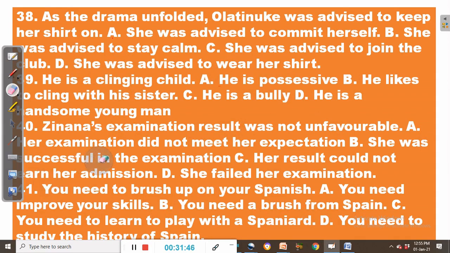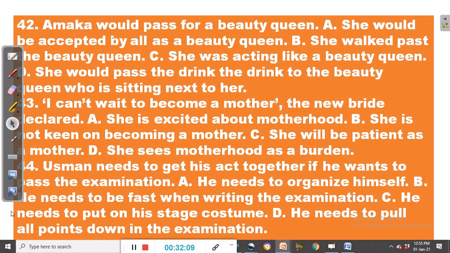Okay, so I hope you are trying to pick something from this particular exercise. We are dealing with sentence interpretation, and in every English exam the examiners are fond of coming up with questions that will require you to interpret some sentences. All right, and we are looking at how you can do this effectively. Now, question number 42.